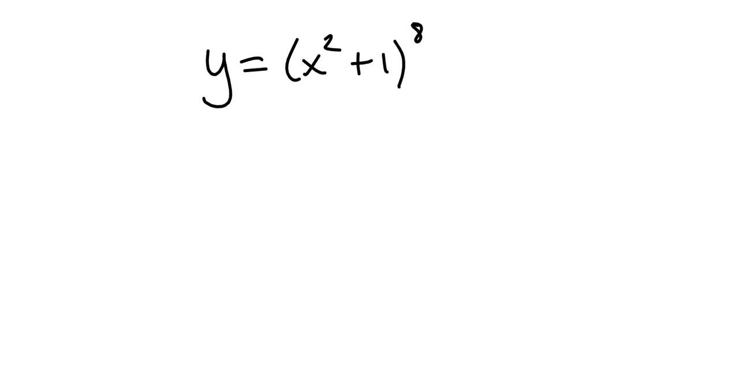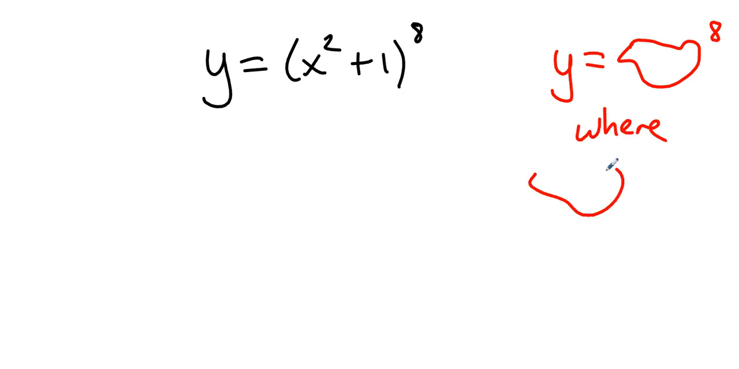So the way I'm thinking about this function is really a chicken nugget to the 8th power. And of course we know that chicken nugget is x squared plus 1. And there are two things that we know. We know how to take the derivative of chicken nugget to the 8th power. That's not hard. And we know how to take the derivative of x squared plus 1.